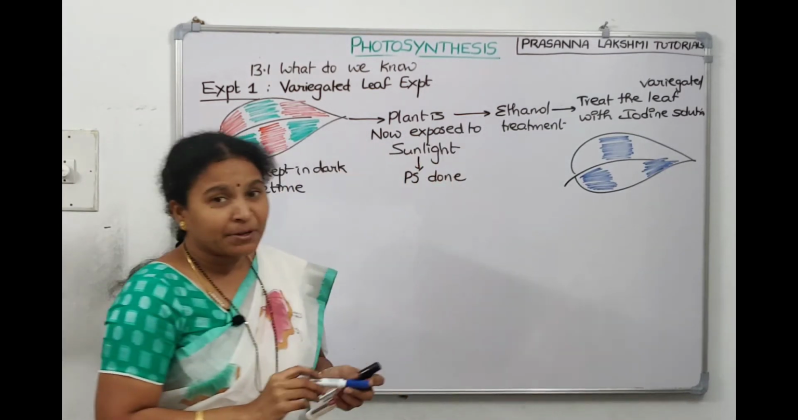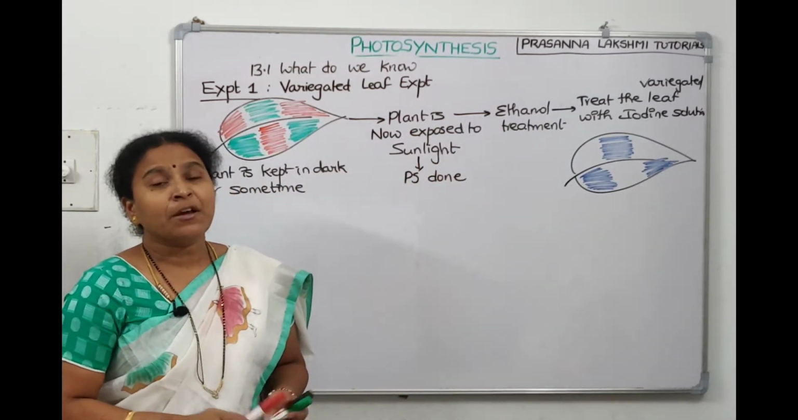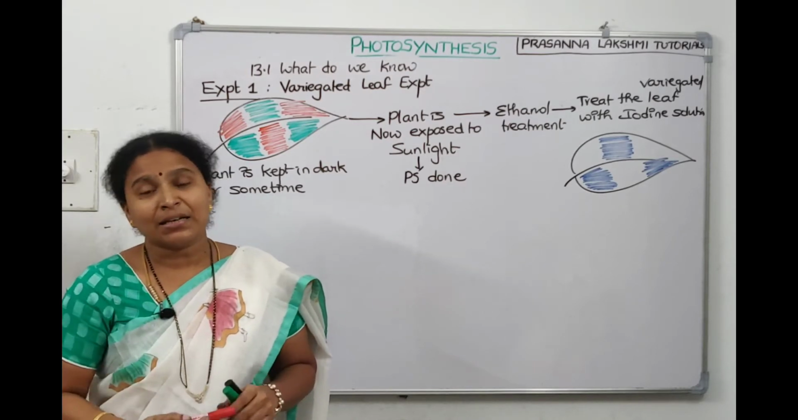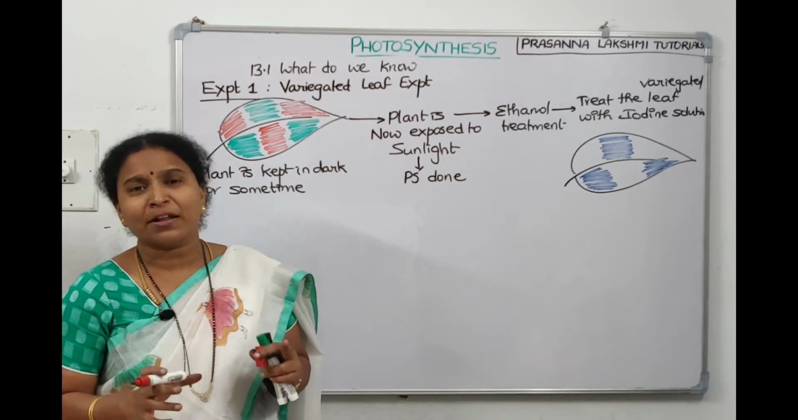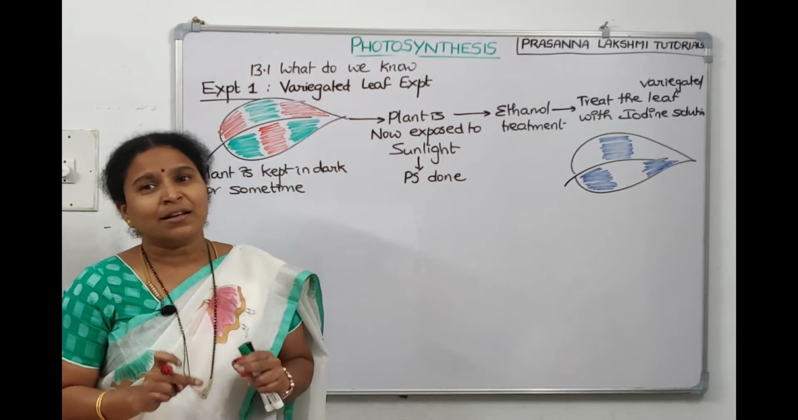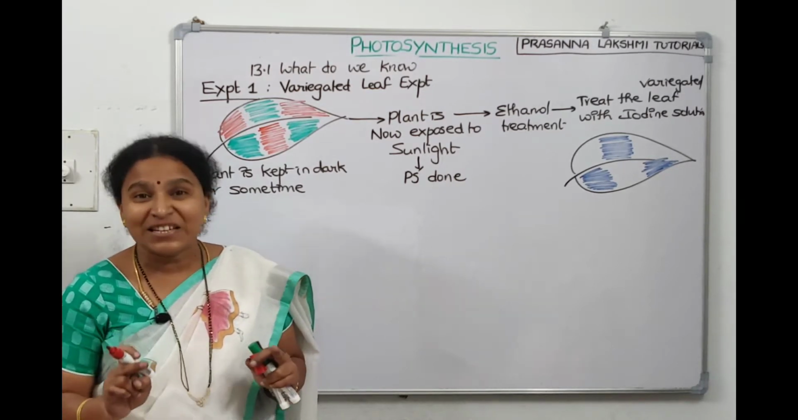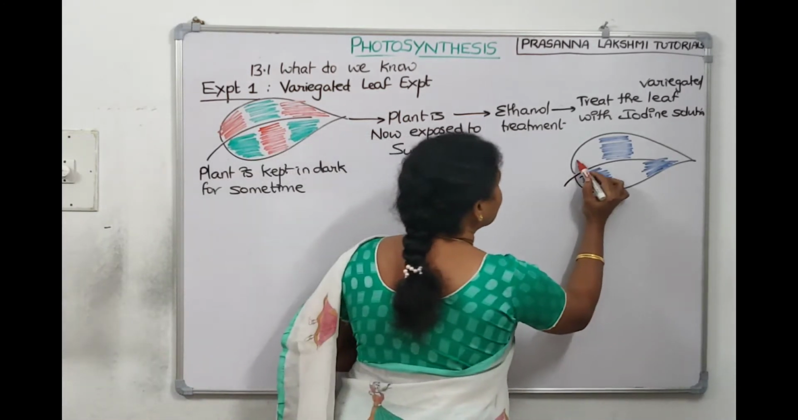Whereas in the variegated leaf, where blue color is not there and other colors are there, those other colors will not trap the light. They will not do photosynthesis. They will not accumulate starch. If starch is not there, they don't react with iodine, so they will not change the color. They will be as they are.